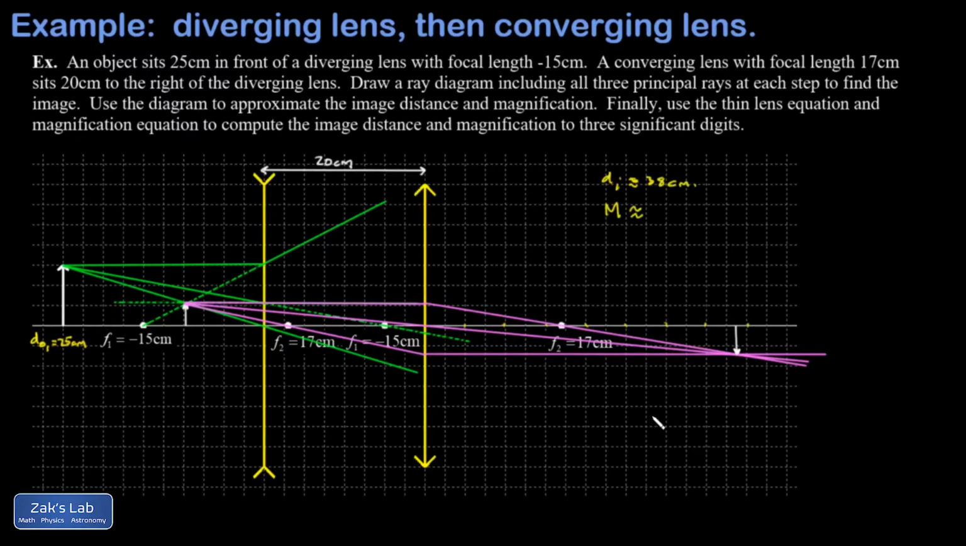And our approximate magnification can be found by comparing the height of the final image to the height of the original object. The final image, I'll say, is about 1.3 spaces. The original object was 3 spaces. There should be a minus sign on this because the final image is inverted. So that's about negative 0.43 for the magnification.